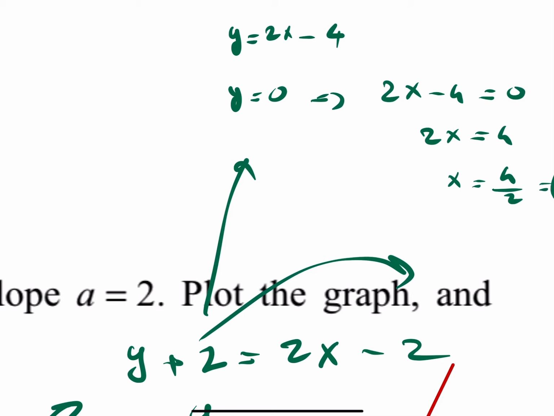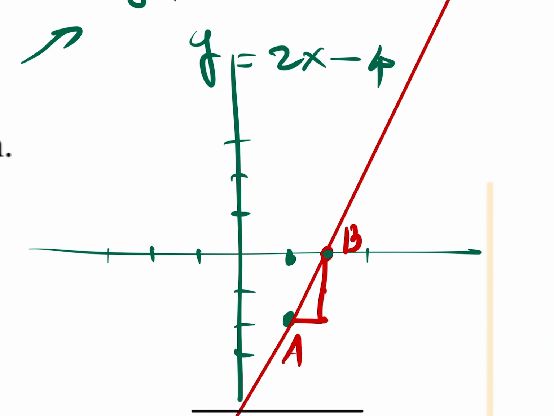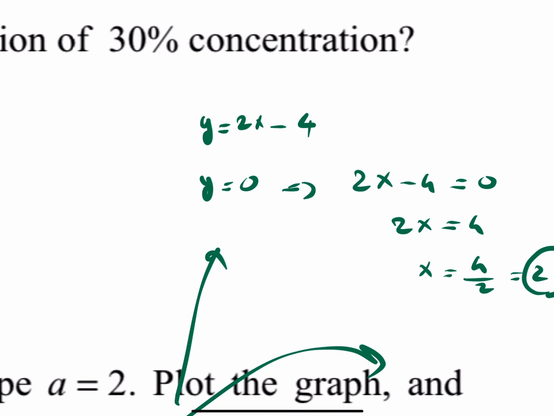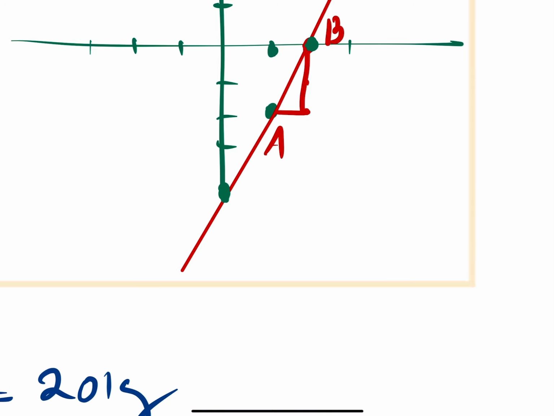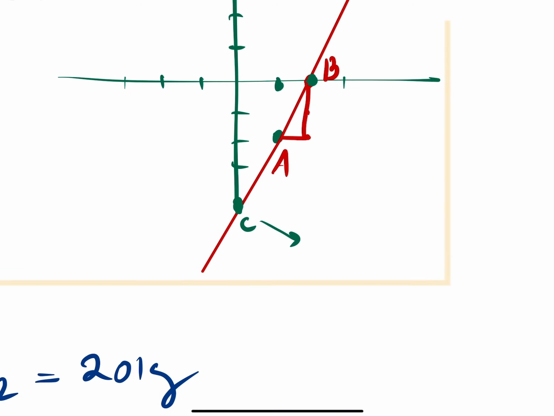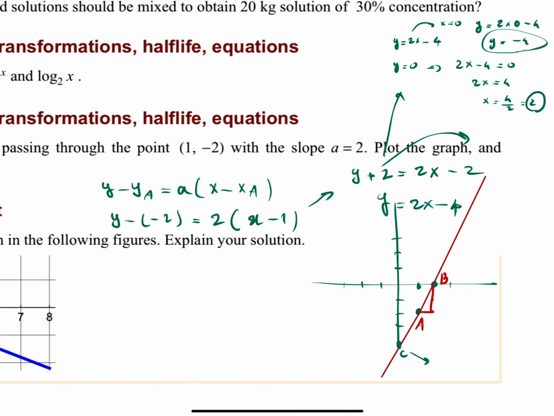One of the points is 2. I can show you here, it is 2. This is one of the zero points. The other one is when x is 0, y equals 2 multiplied by 0 minus 4, so y equals minus 4. We can find it here, it is minus 4, the other zero point. It is very important for transformation, and we can do this very easily.